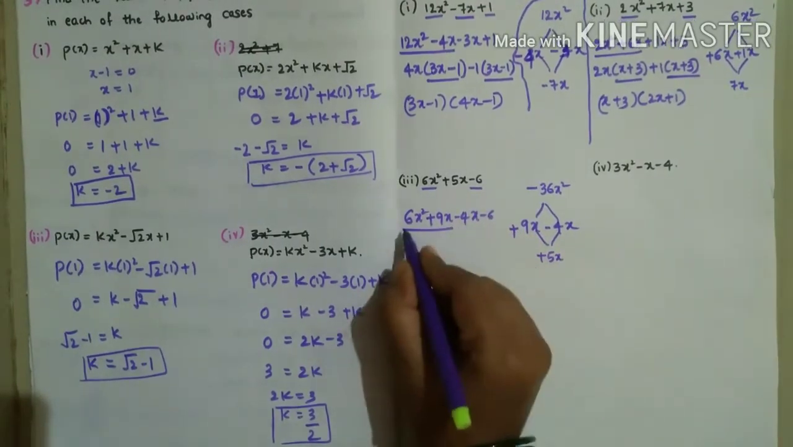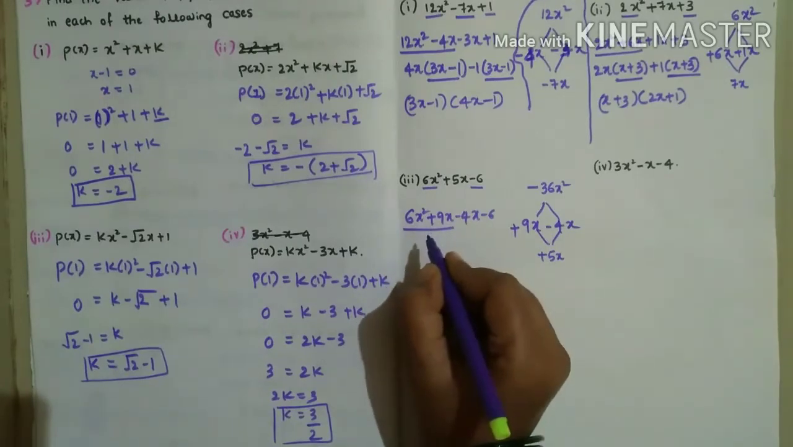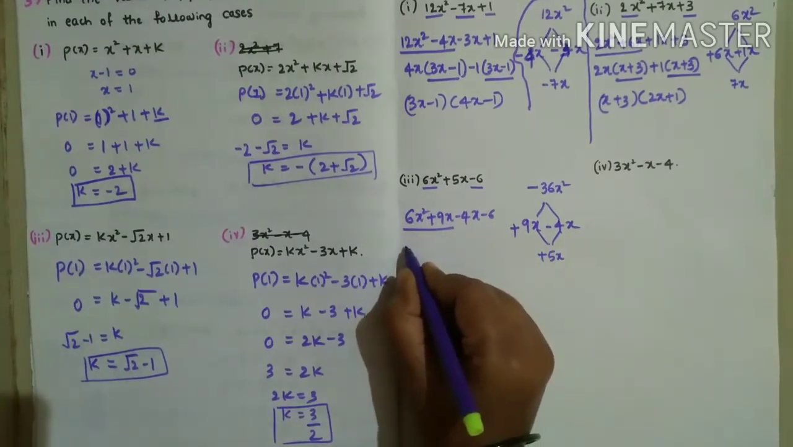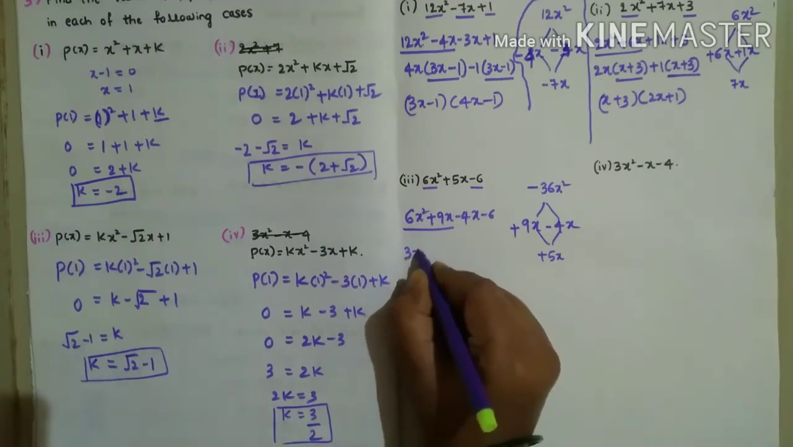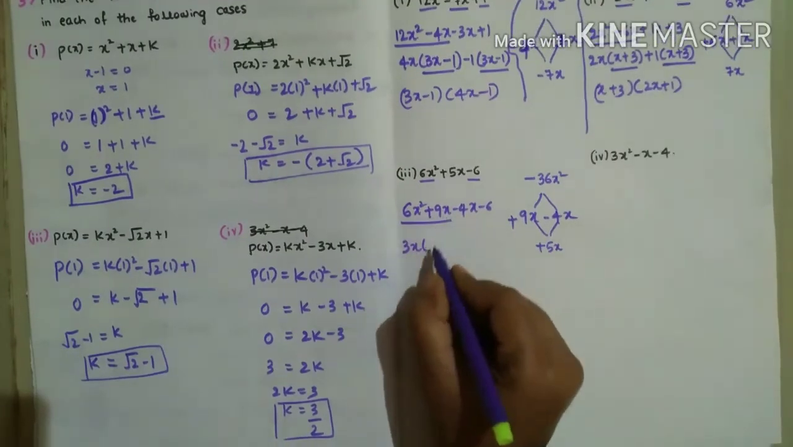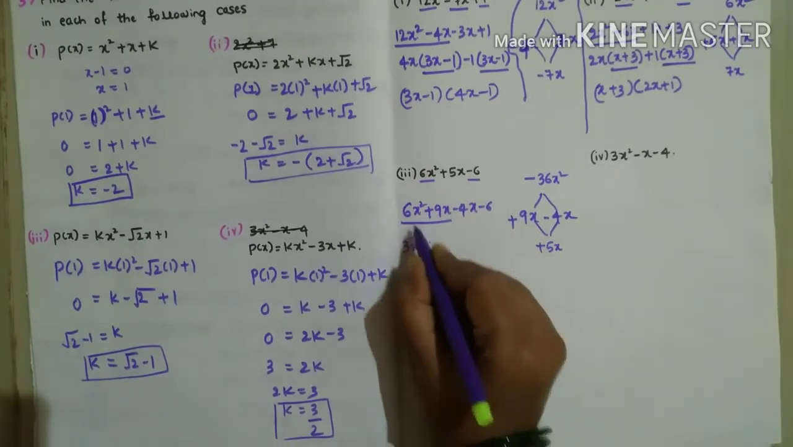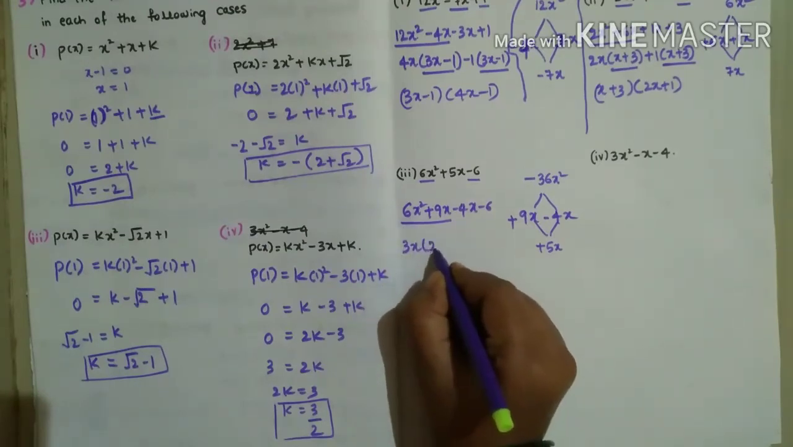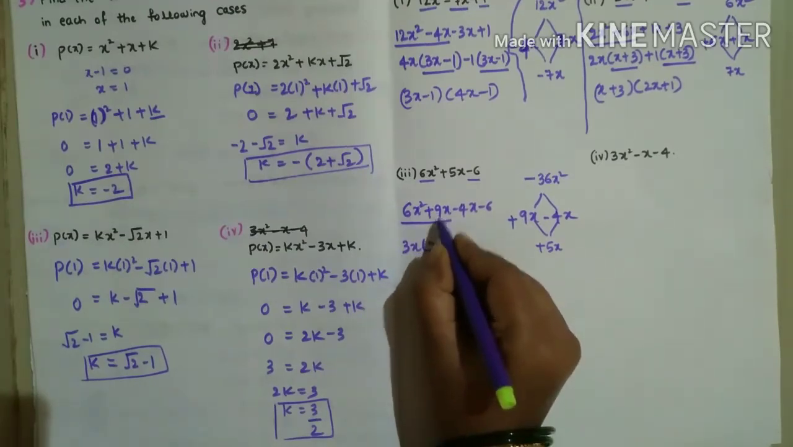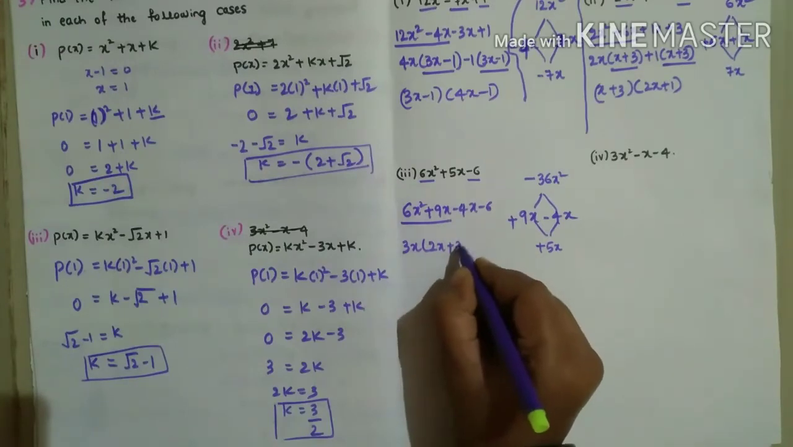From these two, what can we take common? 6 and 9 are both divisible by 3. So I will take 3x out. If you take 3, 6 by 3 is 2x, plus 9 by 3 is 3.